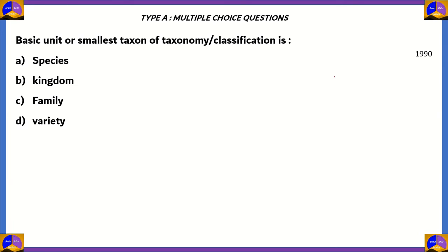Now, the next question. This one was asked in 1990. The basic unit, or the smallest taxon of taxonomy or classification, is species, kingdom, family, variety.